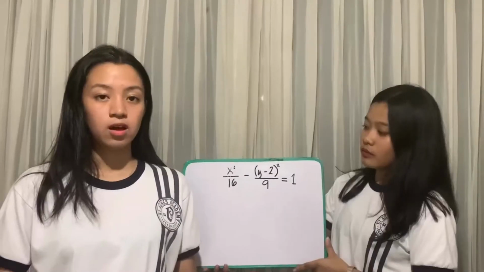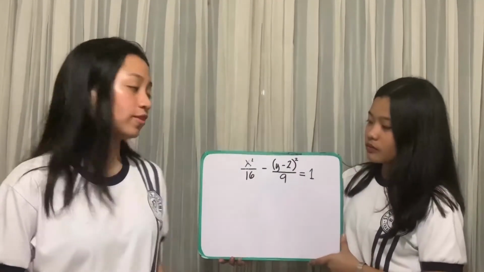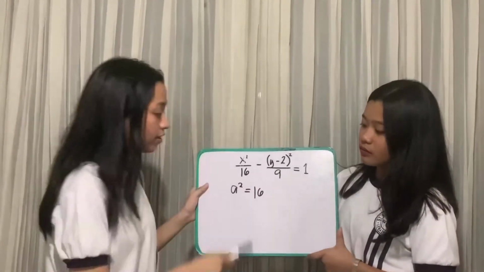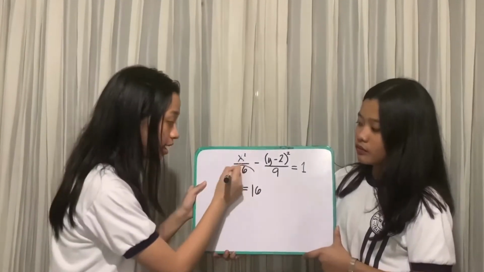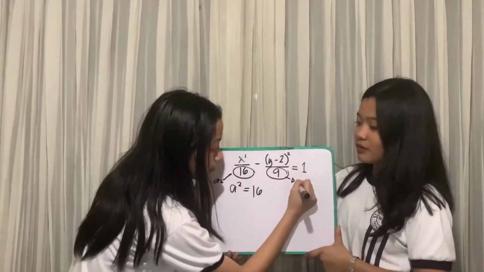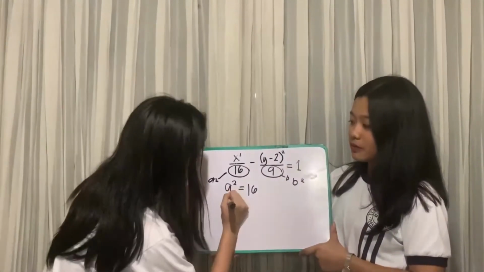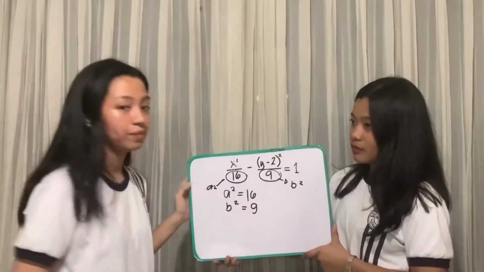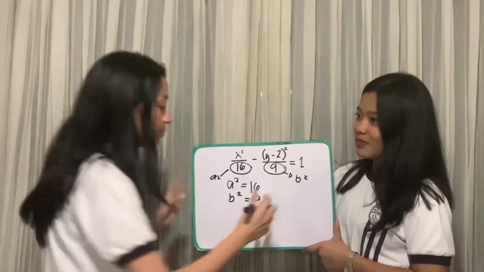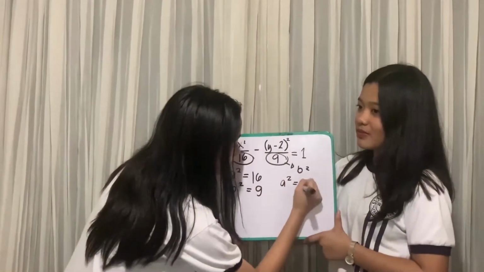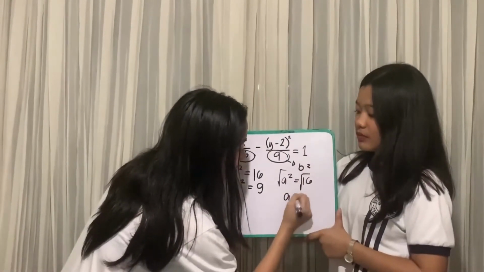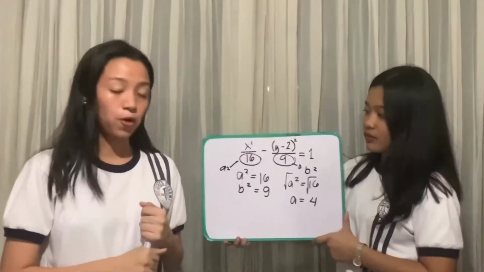So we all know that a squared is equal to 16, since this part of the given problem is always a squared, and this one is for the b squared. So b squared is equal to 9. Now, in order to get the value of a, we need to square both sides. So a squared is equal to 16. Then square both sides. Now we have a is equal to 4.